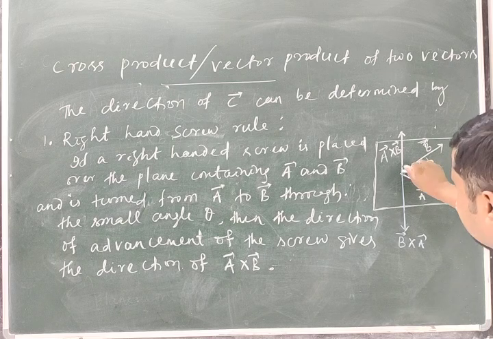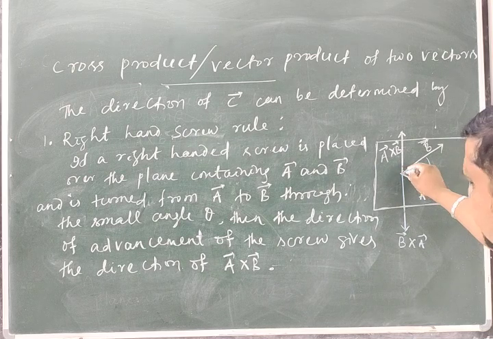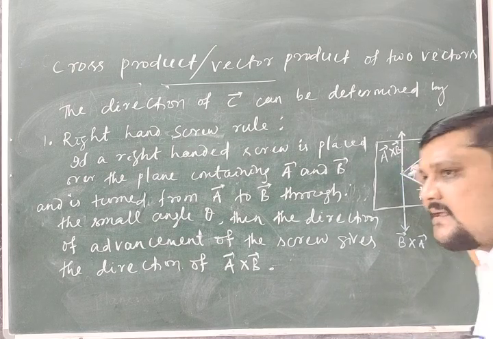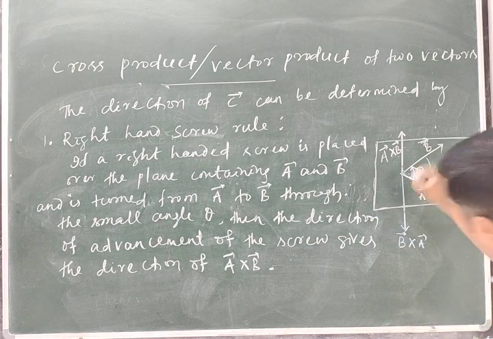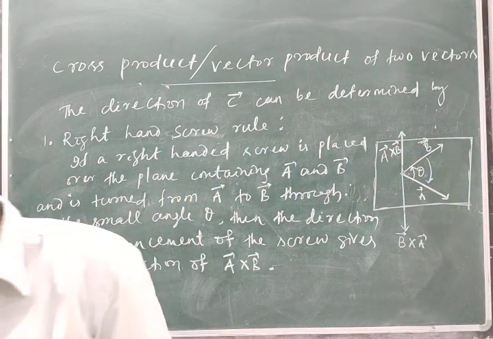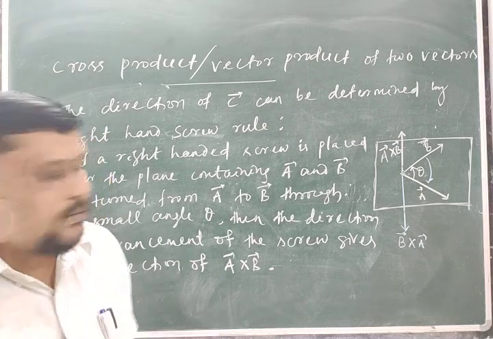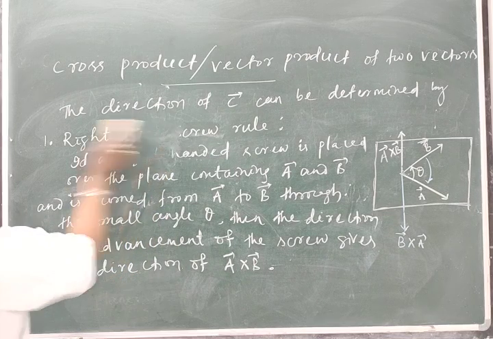If the screw is rotated from B to A, when you are doing B cross A, the tip of the screw will go inward. So it is the same as the right hand screw rule and right hand thumb rule. Is that clear? So now we will go for some examples.